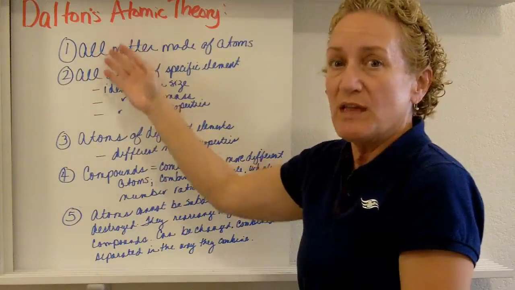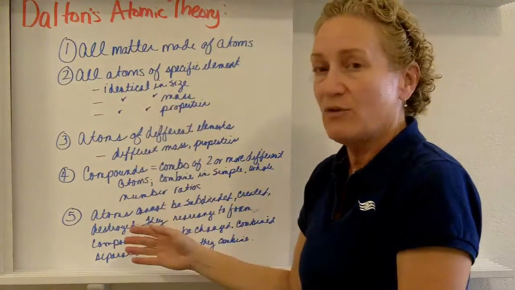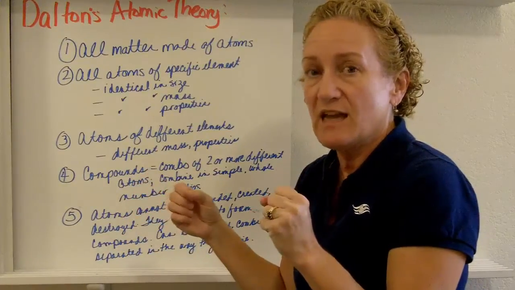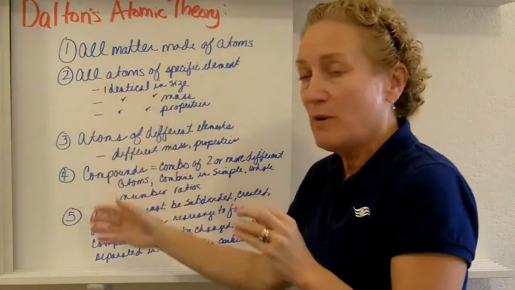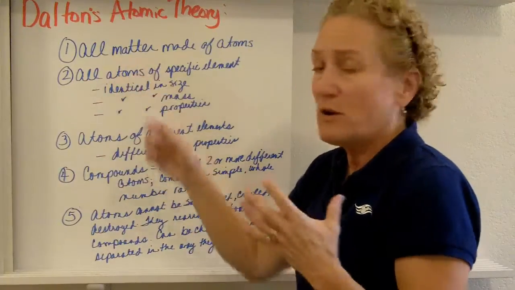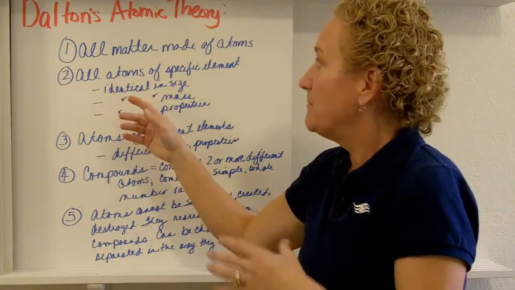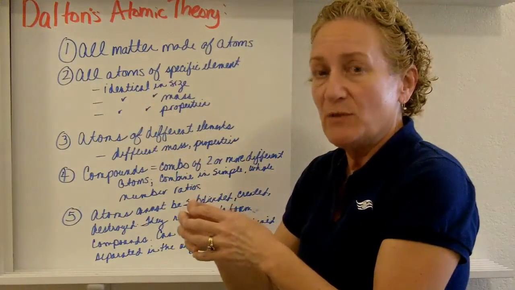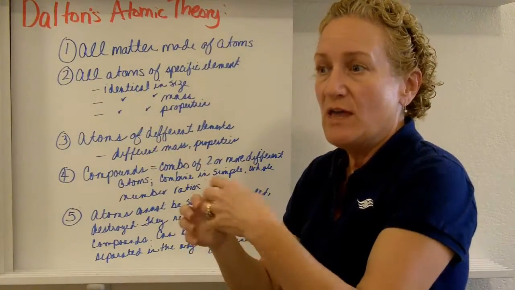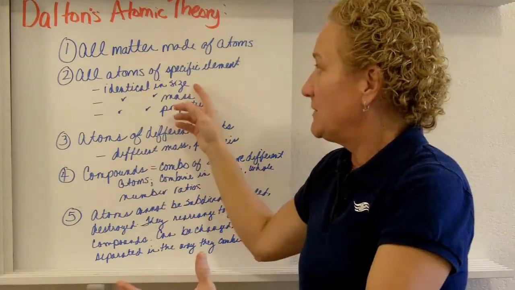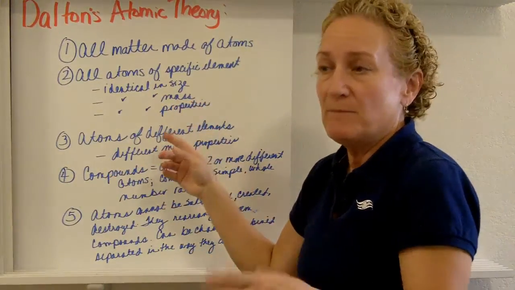But what's more important was we came up with this atomic theory, and I know there's a lot of words written on here. So let's distill it down as easy as possible. There are 5 parts of the atomic theory. The first part says that all matter is made up of atoms. The second part says that if you have atoms of a specific element, they're all identical. So an atom of hydrogen is an atom of hydrogen is an atom of hydrogen. It has the same size, the same mass, and the same properties.